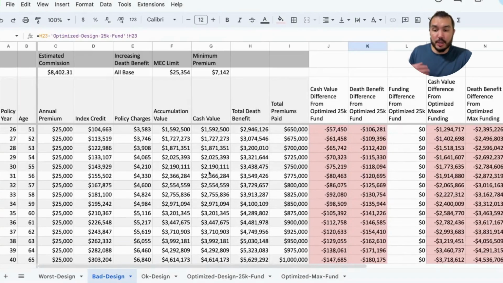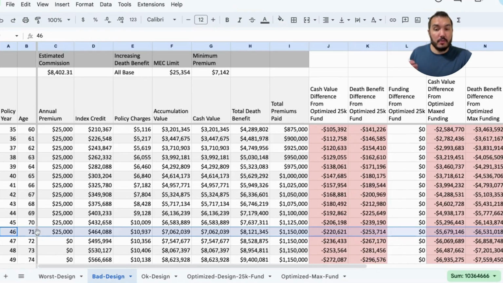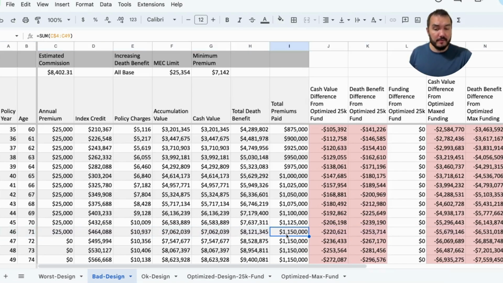Okay, now we're going to jump to age 70 or 71, and this is 46 years into this policy for this bad design. We've put in that same 1.15 million, just the same as that worst design, but we've got a good bit more cash than the other one. So 7 million in cash value, 8.1 in death benefit.